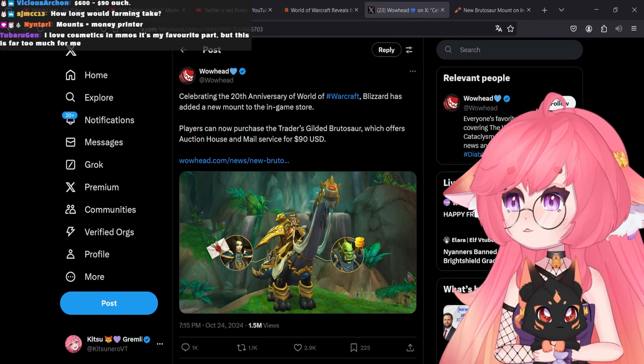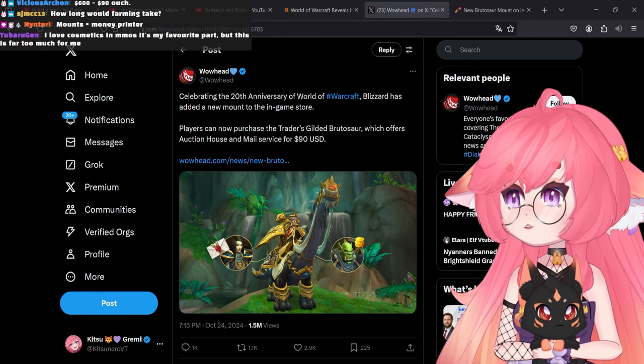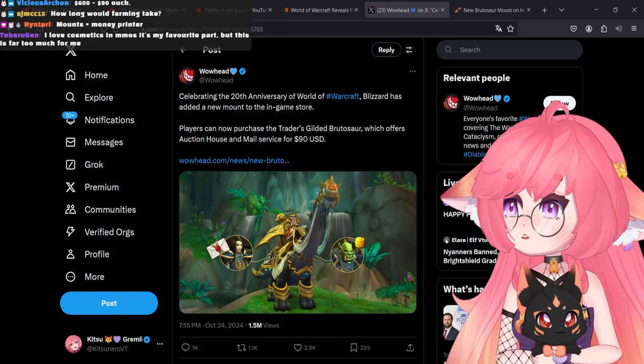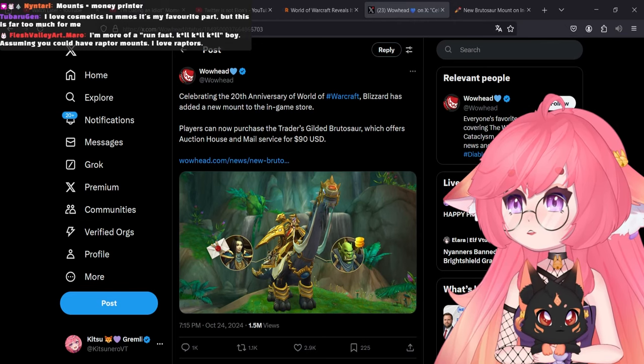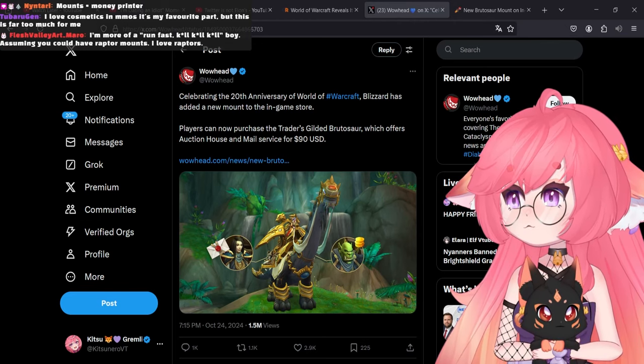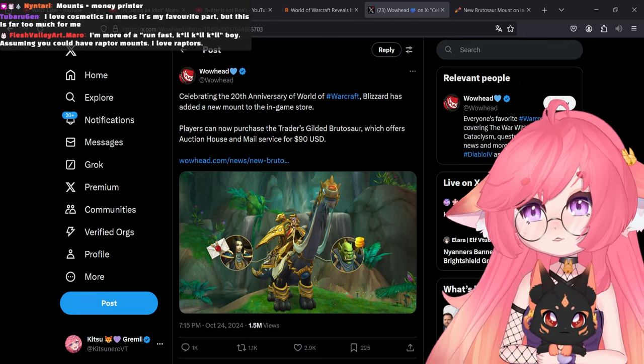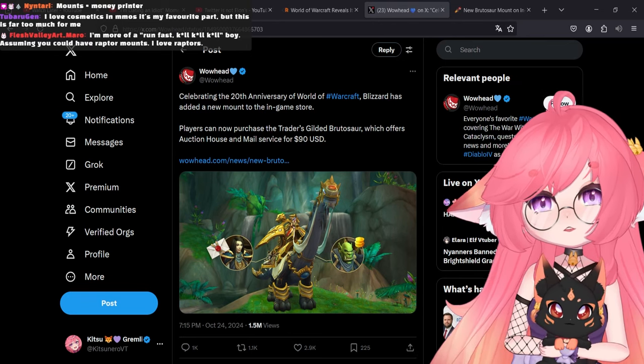I love cosmetics and transmog. It's my favorite part, but this is far too much for me. $90 is quite a lot. I'm more of a run fast, kill, kill, kill boy, assuming you could have raptor mounts. I love raptors. They're some sick-ass raptor mounts.